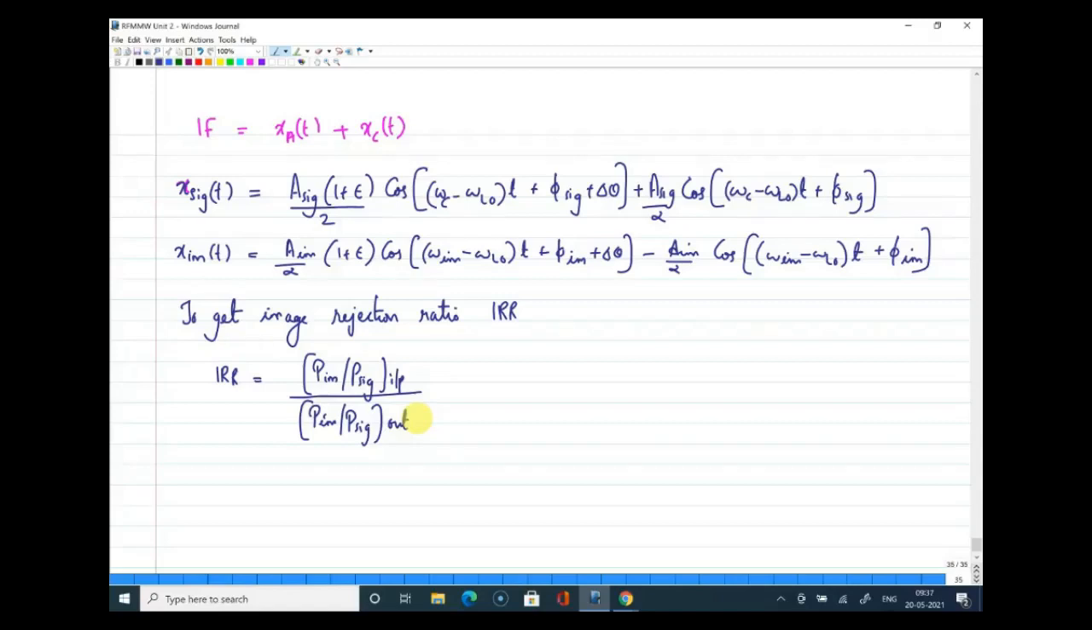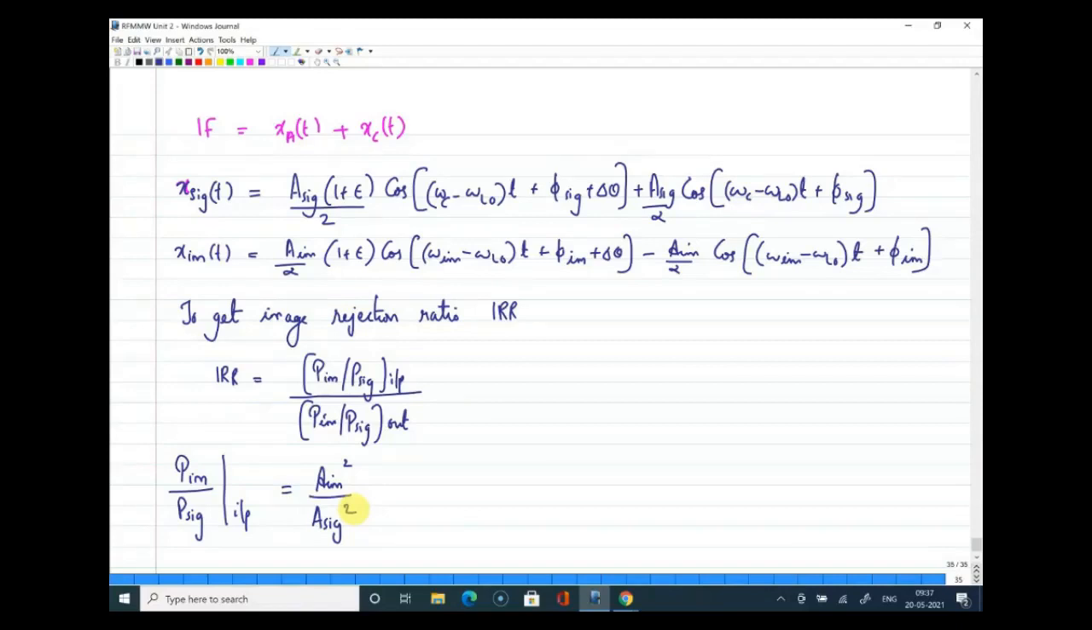Now in this case, your output image to signal power will not be 0. There will be a value there, and because of that, image rejection ratio will fall. So we have to look at the image rejection ratio and see whether this can be used for a specific application or not. So at the input side, if I write the image to signal power, I can directly write it, because the input image amplitude is like AIM square divided by A signal square. This is the image to signal power at the input side.